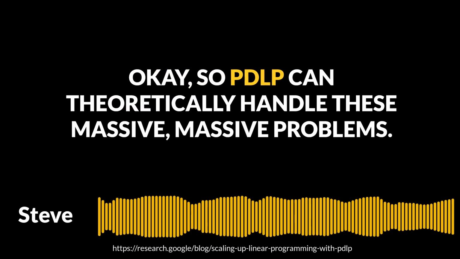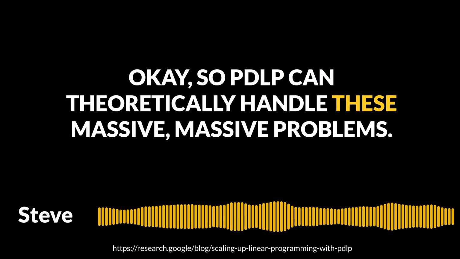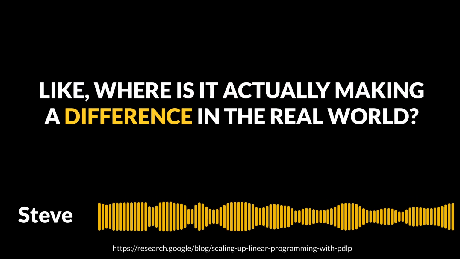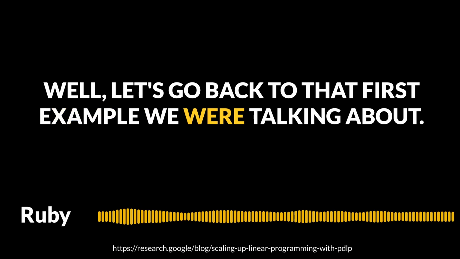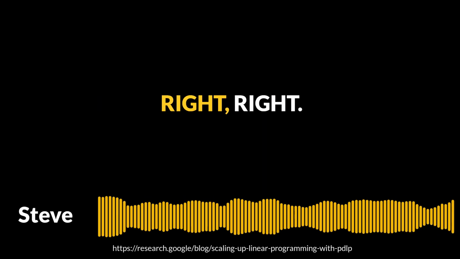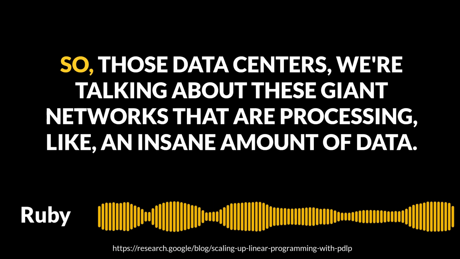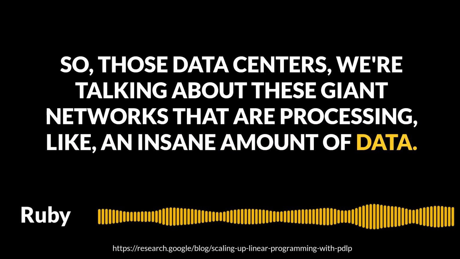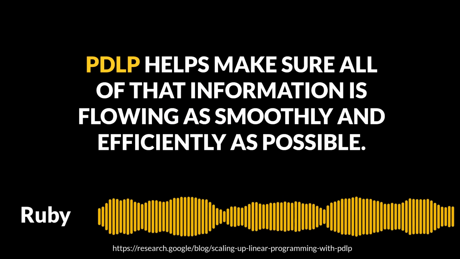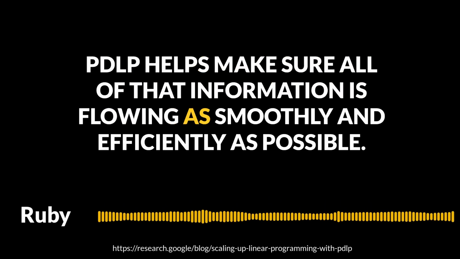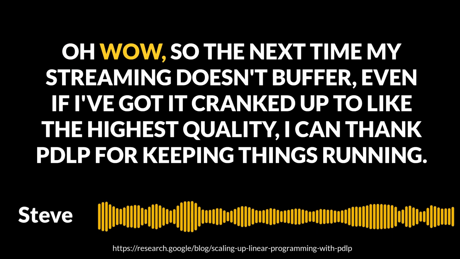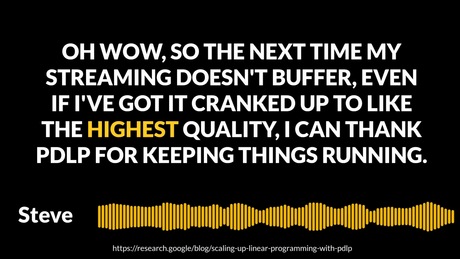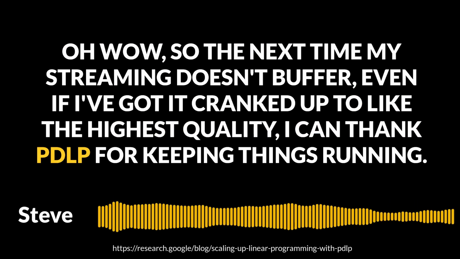Okay, so PDLP can theoretically handle these massive, massive problems, but where's the proof? Like, where is it actually making a difference in the real world? Well, let's go back to that first example we were talking about. Google's data centers. Right, with the container ships and all that. Exactly. So those data centers, we're talking about these giant networks that are processing an insane amount of data. Every second of every day. Nonstop. PDLP helps make sure all of that information is flowing as smoothly and efficiently as possible. Oh, wow. So the next time my streaming doesn't buffer, even if I've got it cranked up to the highest quality, I can thank PDLP for keeping things running.